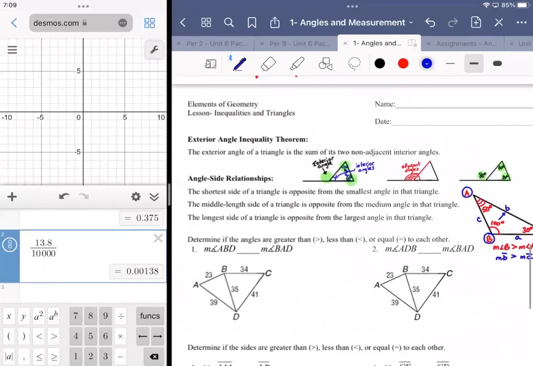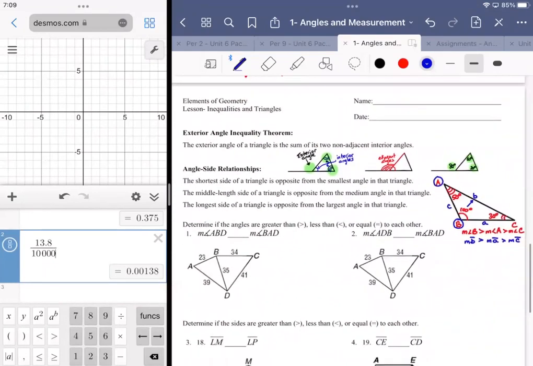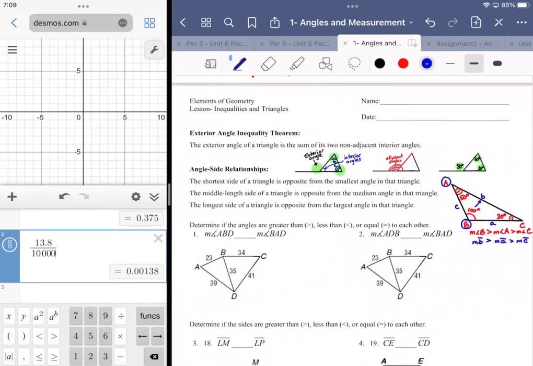Right? So if you know the measures of all the sides in a triangle, then you can determine which angles are the biggest and which ones are the smallest. If you know the measure of all the angles in a triangle, you can determine which sides are biggest and which ones are smallest. All right.